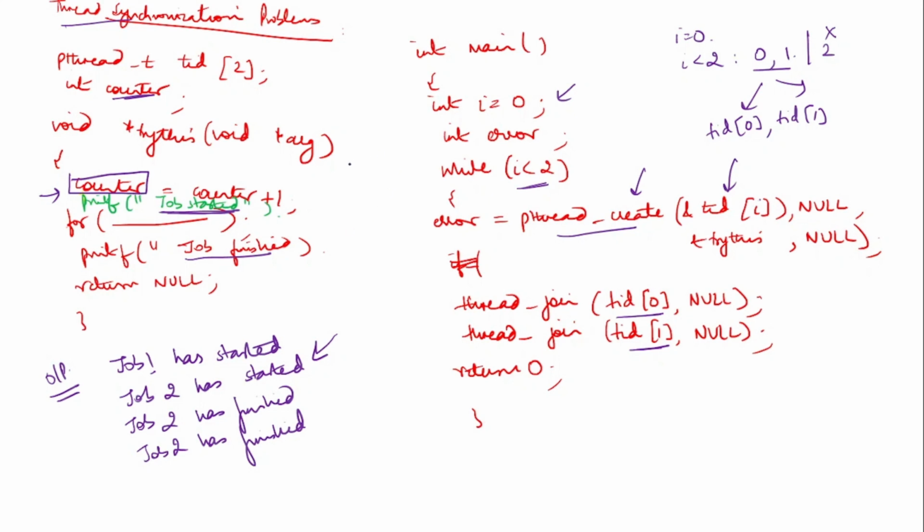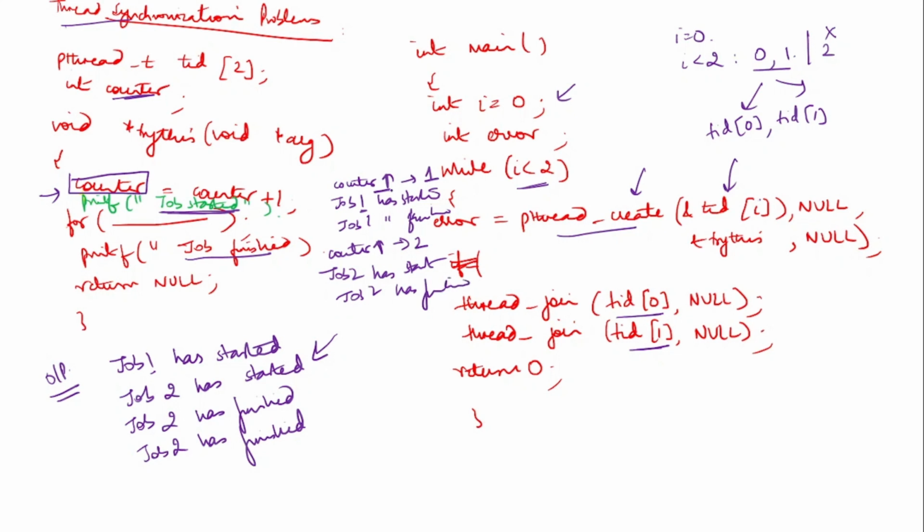So ideally, what should be the output? Ideally the counter value should be incremented first, then it should print job 1 has started. Okay, and the value of 1 comes from this counter only, because the value of counter is 1, so it prints job 1 has started, then it prints job 1 has finished. And then again value of counter should be incremented to 2, and it should give me job 2 has started and job 2 has finished. So this should be the output.